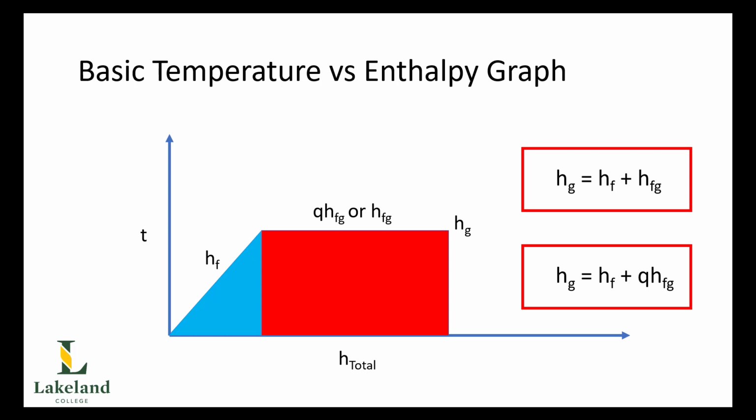Now the formulae that you need to remember, because once again they're not in your academic supplement, are that Hg, total enthalpy, is equal to HF, the enthalpy of the water, plus HFG, the enthalpy of evaporation. The formula underneath that is the same formula, but now we just have this addition of Q, where Q is the dryness fraction. And we use this formula whenever we are going part way across the latent heat line, i.e. HFG. I know you've seen these two formulae before, and we're going to be using them again to do our calculations.